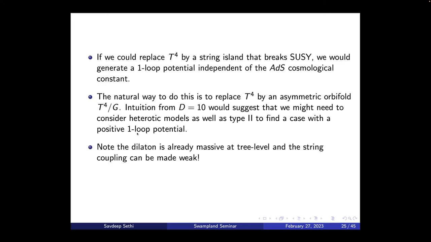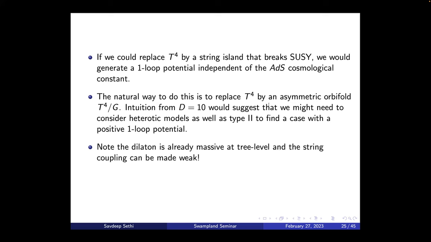If we could replace that four torus by a string island that breaks SUSY, we would generate a loop potential that would be, in principle, independent of the AdS cosmological constant. So a natural way to try and do this is to take the four torus and quotient by some group G that acts asymmetrically on the left and right. This is an old technology from the early days of orbifolding, where one could do quotients, orbifold quotients of backgrounds differently on the left side of the string and the right side of the string. And there are some consistency conditions, which are essentially level matching, to get a consistent theory out of this quotient.